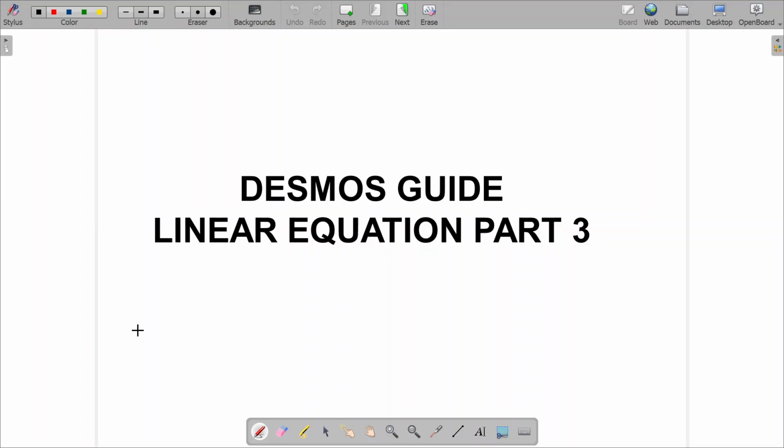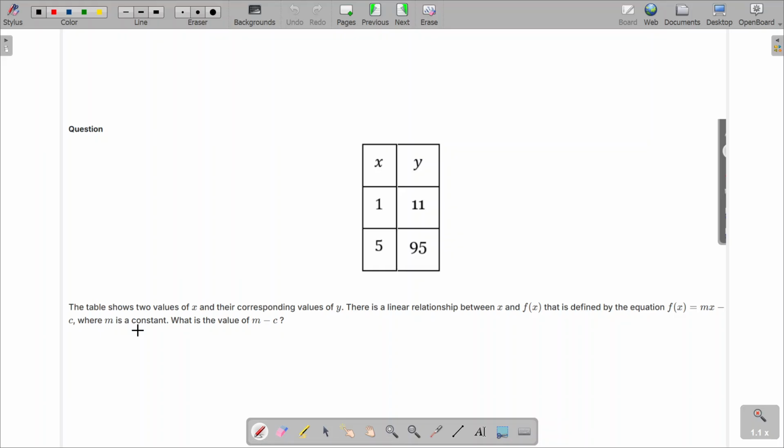Let's move forward, and here comes question number 1. There is a table, and the table shows two values of x and the corresponding values of y. There's a linear relationship between x and f of x that is defined by f of x equals mx minus c. Now, the function is given, the table is given, and they are asking you to find m minus c.